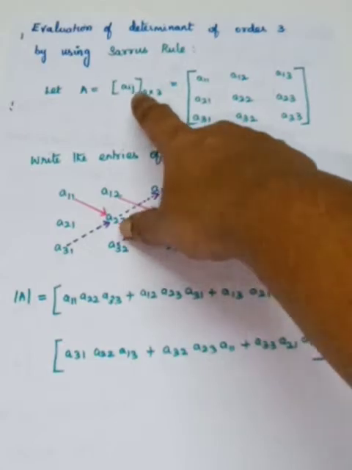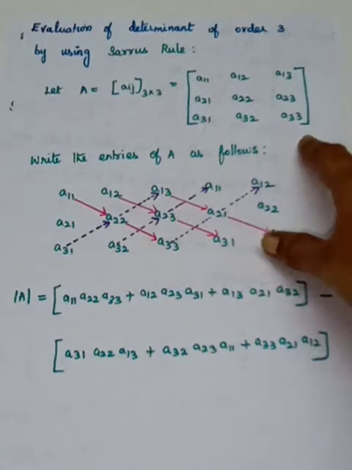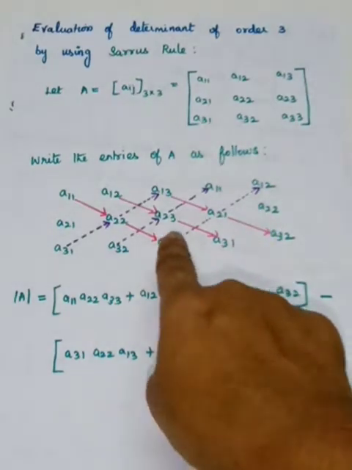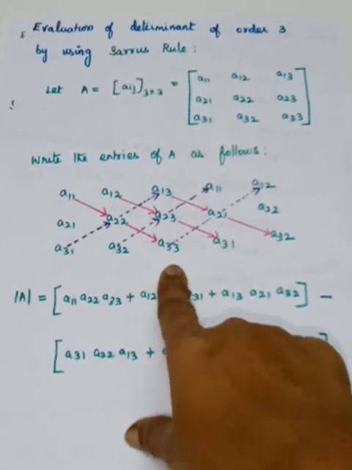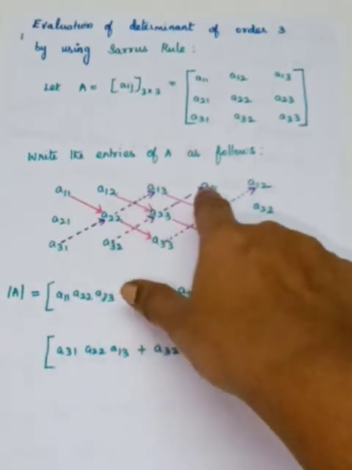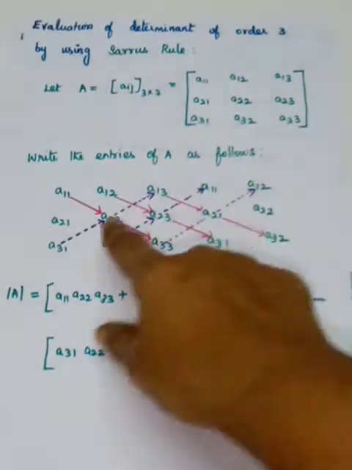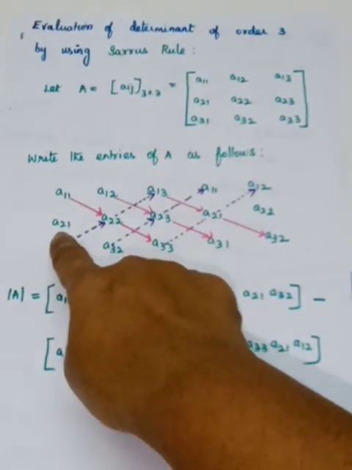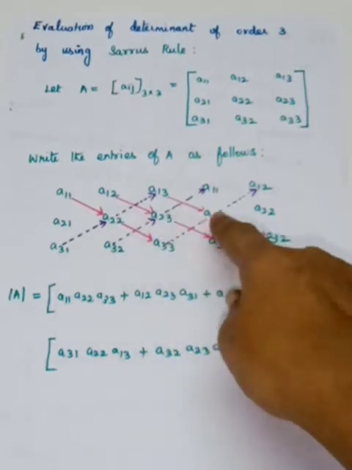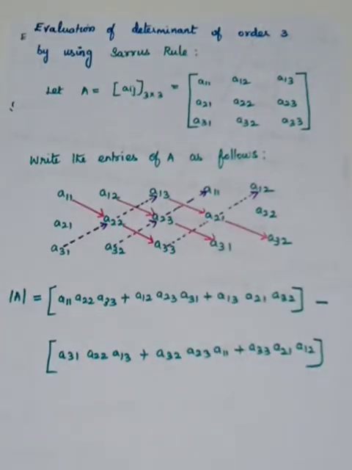A matrix whose order is 3, a 3 by 3 square matrix, is given. Sarrus rule means you have to write the entries as follows. Take the first row entries A11, A12, A13. Again repeat A11, A12. The first two elements you have to repeat again. In the same way, take the second row: A21, A22, A23. Then repeat the first two elements of R2, that is A21, A22. The same way the third row has to be completed: A31, A32, A33. Then repeat the first two elements again.